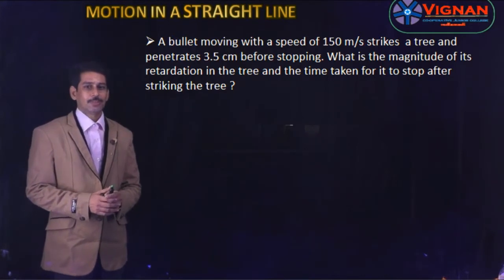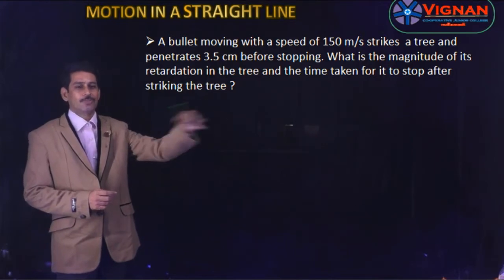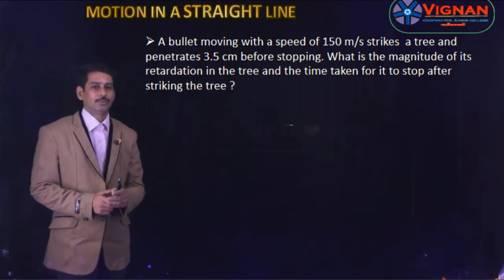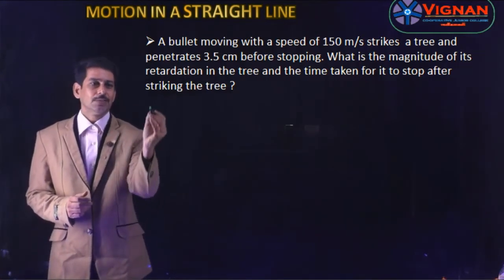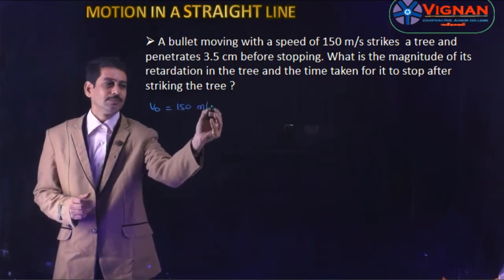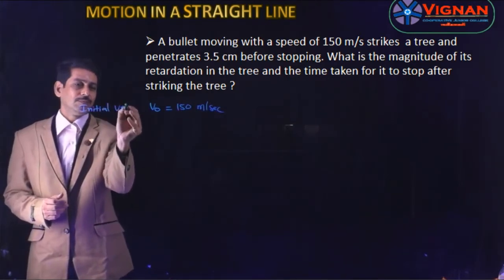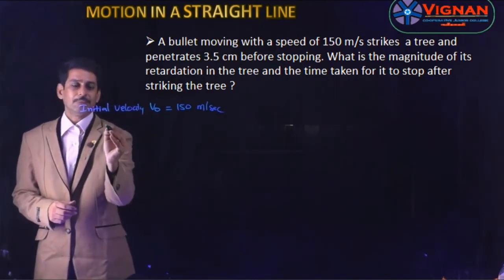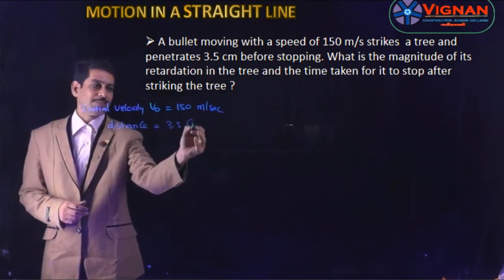A bullet is moving with a speed of 150 meter per second, strikes a tree and penetrates 3.5 centimeter before stopping. What is the magnitude of retardation of the tree and also the time taken for it to stop after striking the tree? The bullet is moving with a speed of 150 meter per second. So here the initial velocity is 150 meter per second, and it travels a distance of 3.5 centimeter.